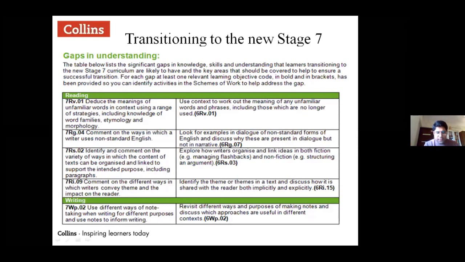Identify and comment on the variety of ways in which the content of text can be organized and linked to intended purpose, including paragraphs. Explore how writers organize and link ideas in both fiction and non-fiction.